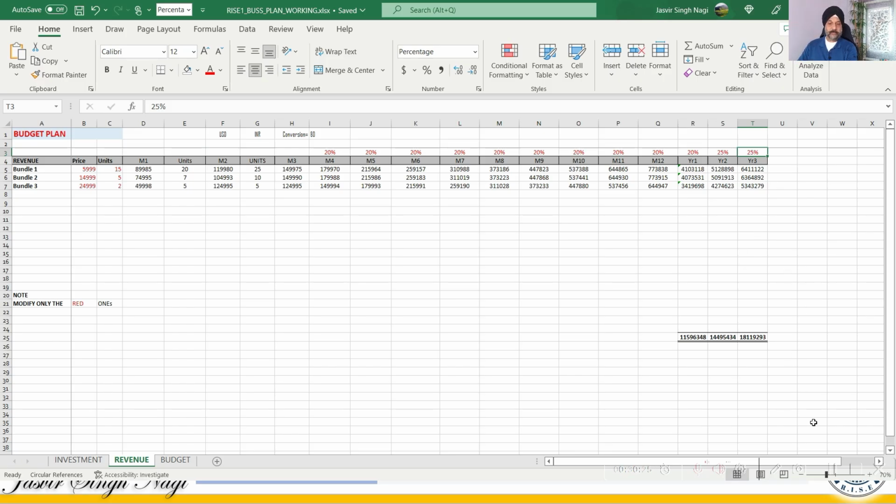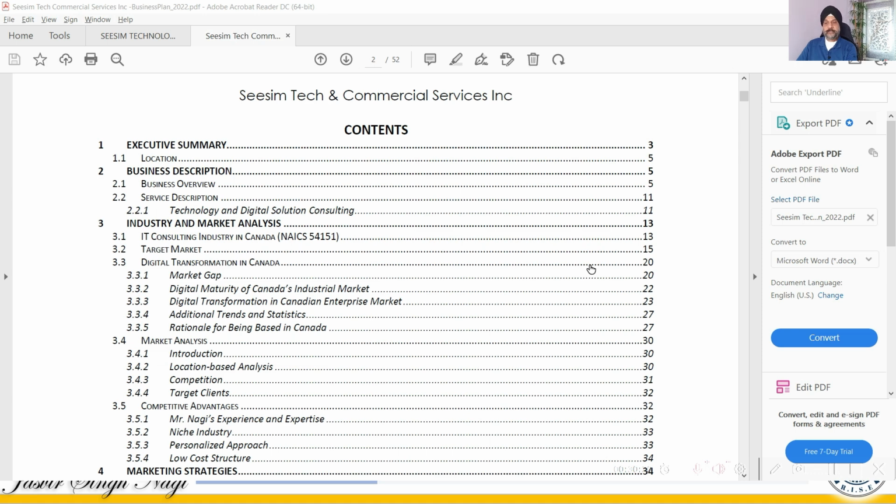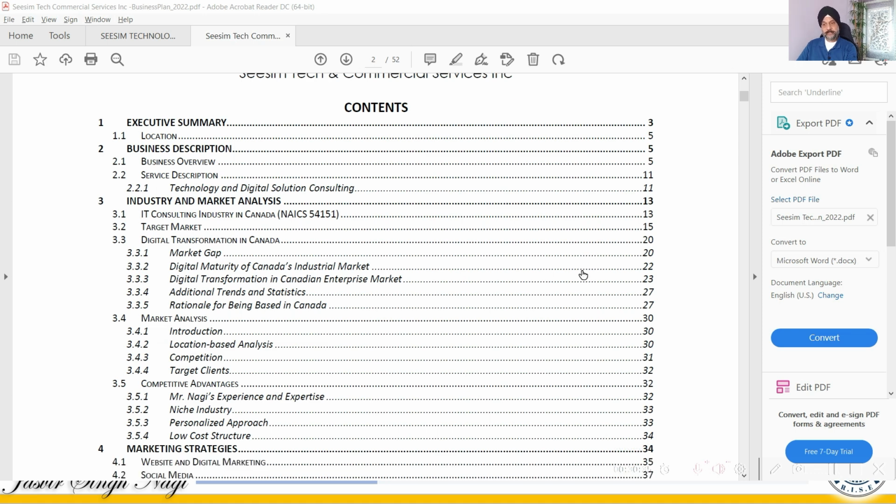Now with that said, I will quickly take you to the Word document related business plan. So this is a business plan that we had created when we started off, many years ago.